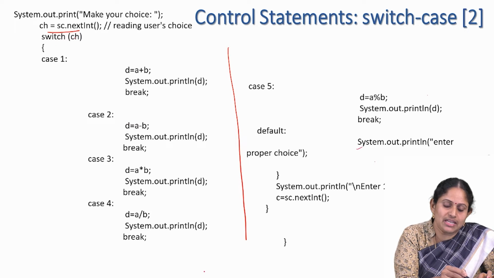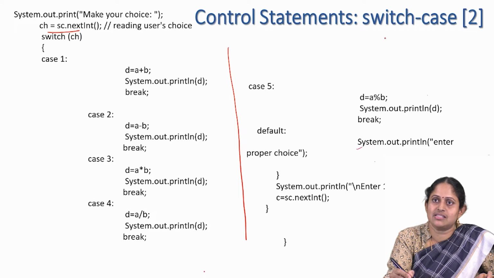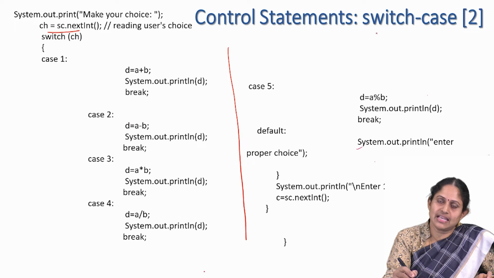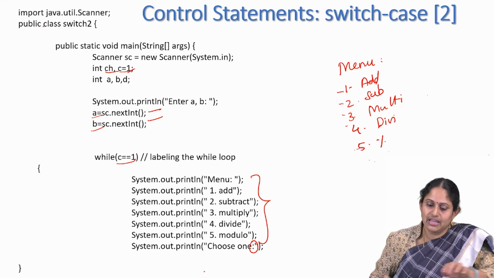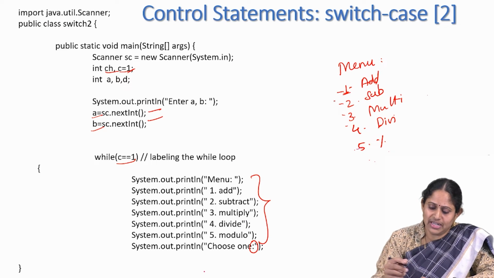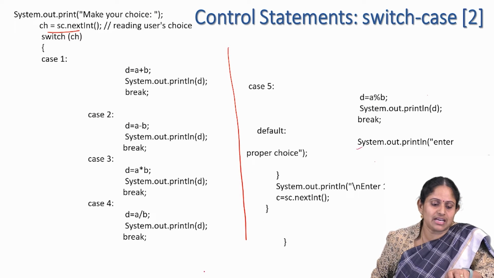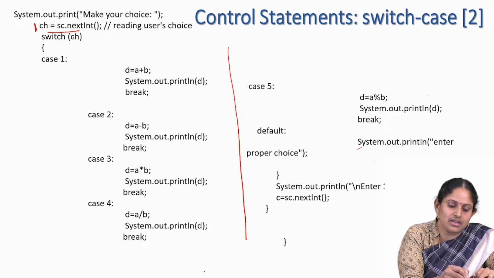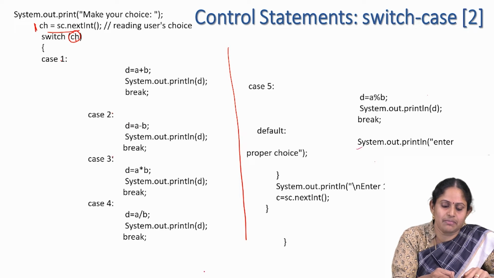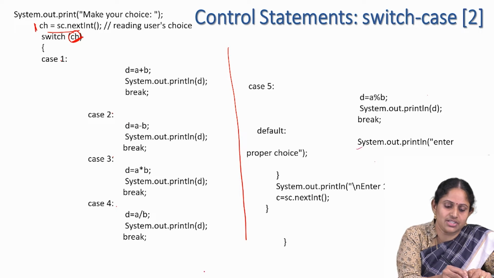So let's say we had 5 cases, and case 1 was add. So let's say we are taking case 1. When it asks to make your choice, we will give 1. So ch will be 1. So now ch is the switch variable. So based on the ch value, whatever case is matching to the ch will be executed. So here in our case, ch value was 1. So case 1 will be executed here.